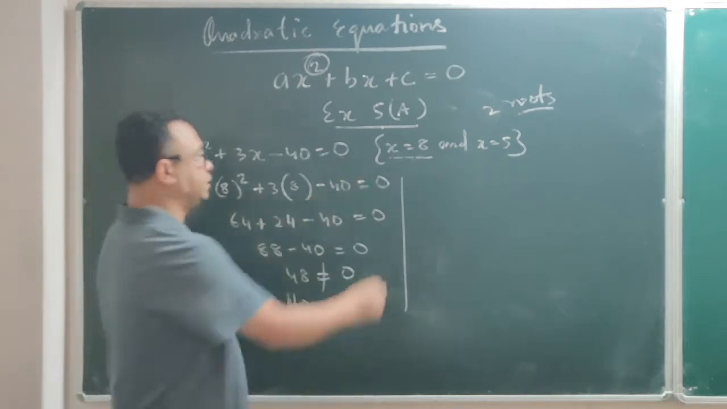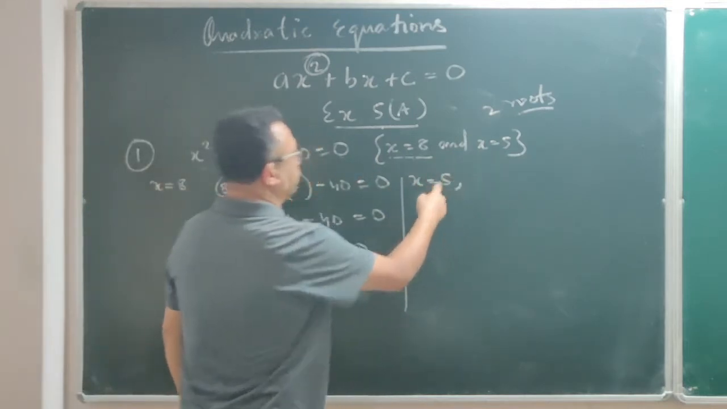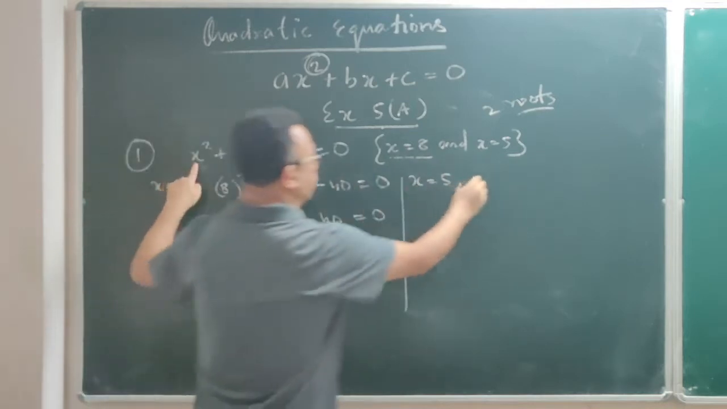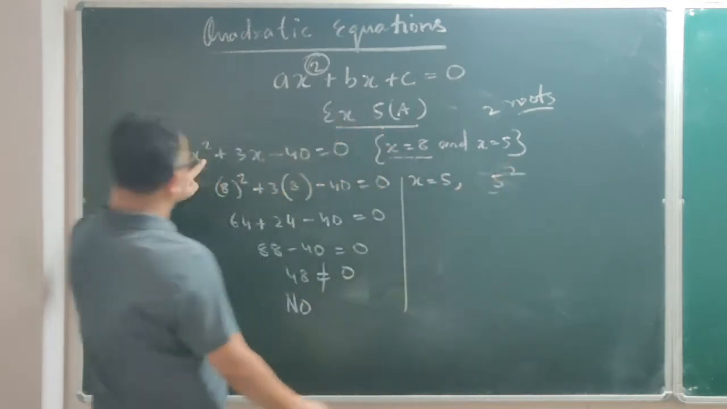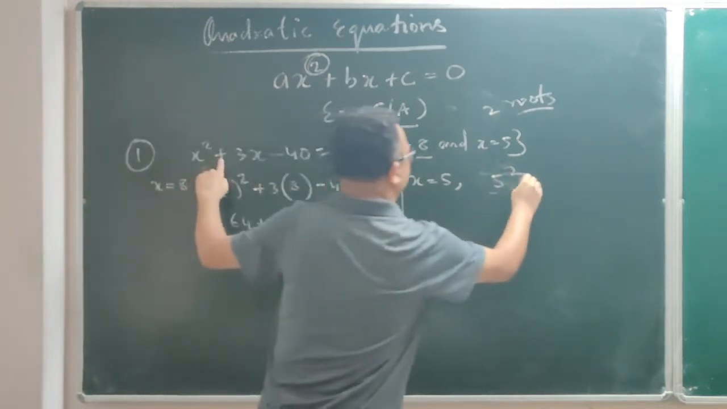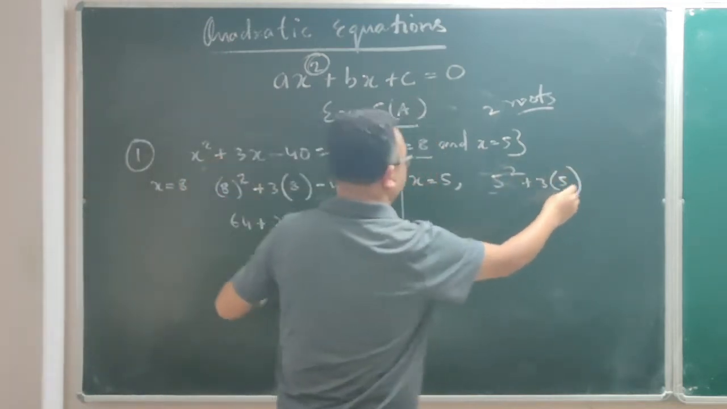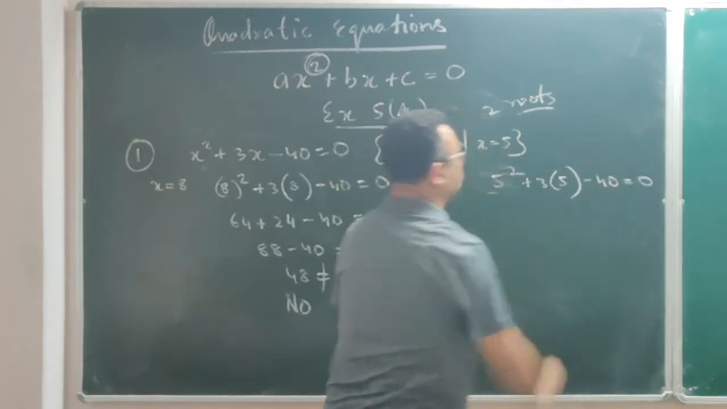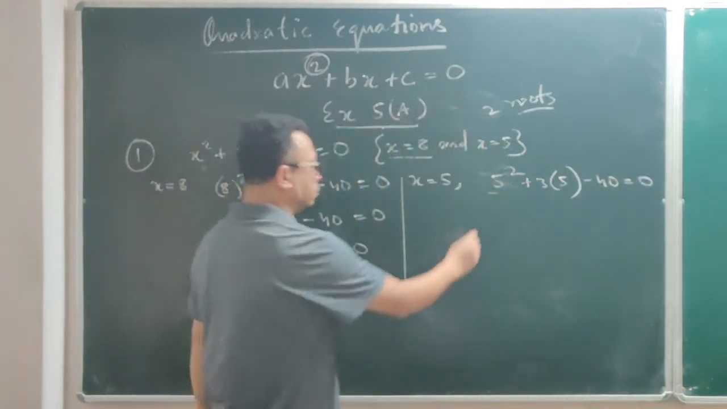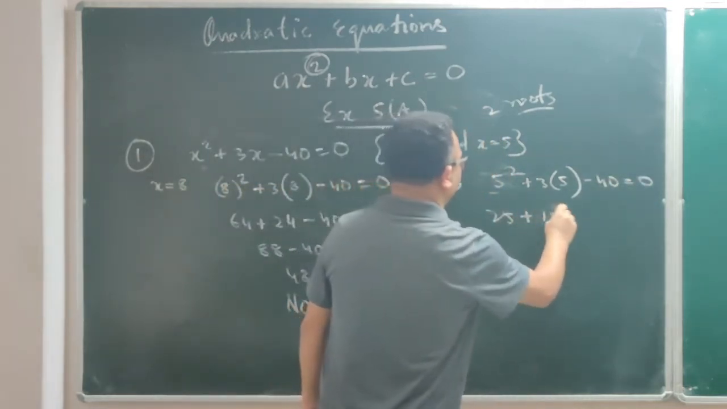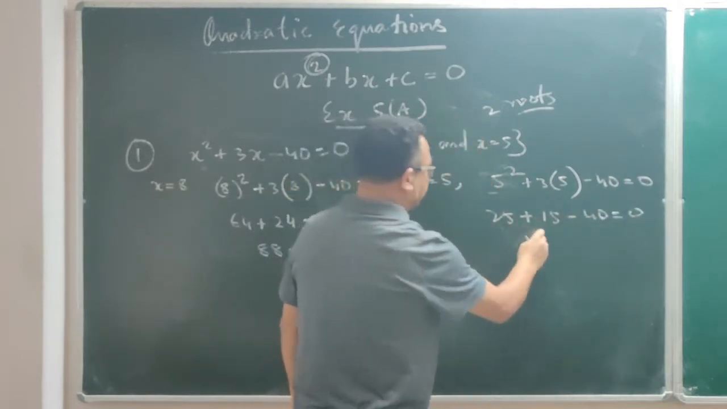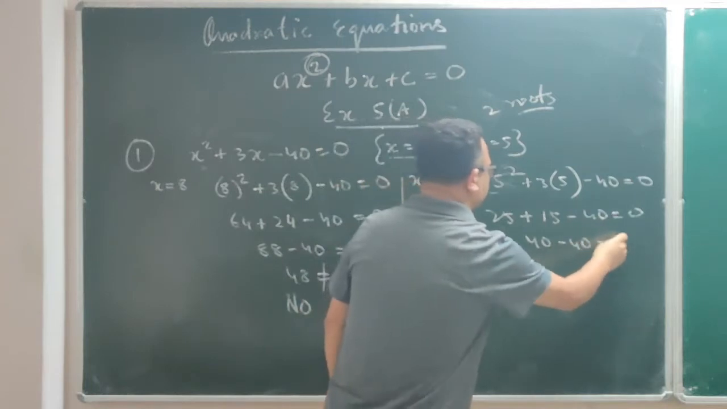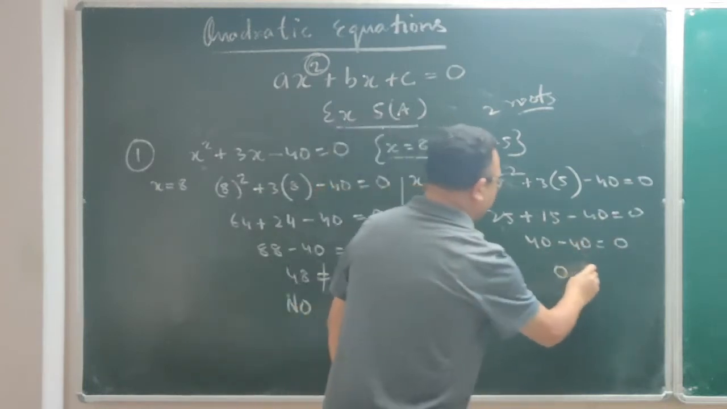Now let me check with x equal to 5. If I am checking x equal to 5, wherever x is there I am going to put 5. So x is 5, so here you have 5 square plus 3 into 5, then minus 40 equal to 0. So 5 square is 25 plus 15 minus 40 equal to 0. So 25 plus 15 is 40, minus 40 equals 0. As you subtract 40 and 40, 0 equal to 0.